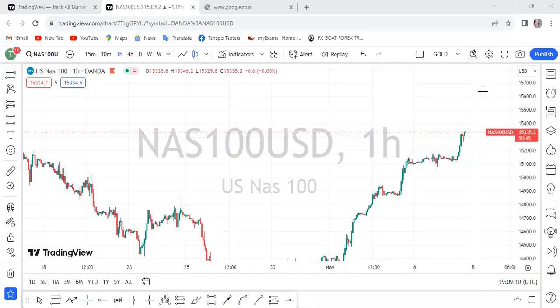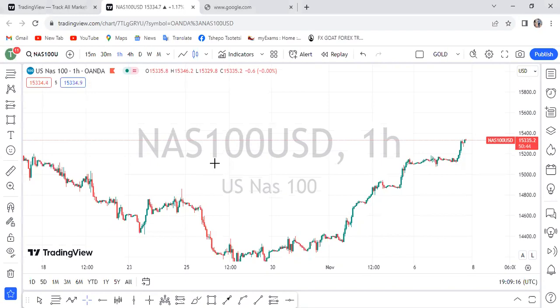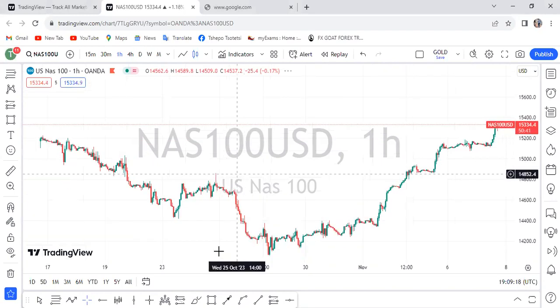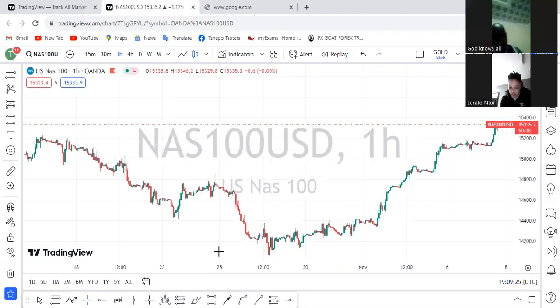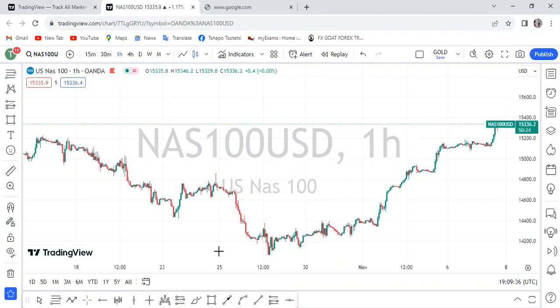So guys, we'll be looking at Nasdaq. What I want to share with you today is market structure. What do we understand about market structure? Market structure is how the market moves. So guys, if you have a question, feel free to ask me. Market structure is the structure of the market, how the market moves.